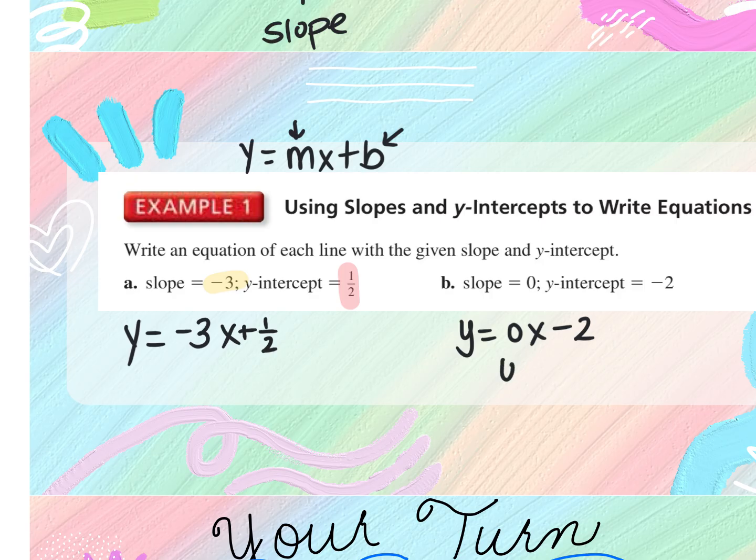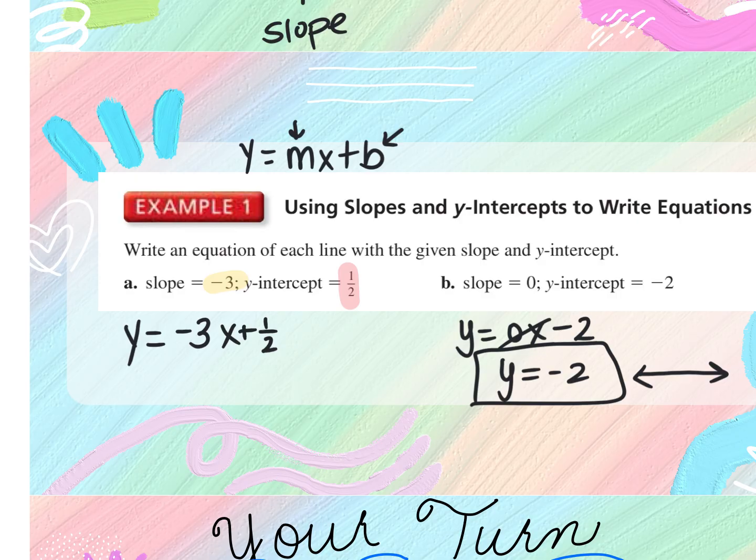No. A better way to write this, 0x is 0. So y is equal to what? -2. Just -2. This part would technically cancel out. So if the slope is 0, it's just y equals a number. What kind of line is y equals a number? Horizontal. Vertical is x equals a number. So y equals -2 would be a horizontal line at -2.